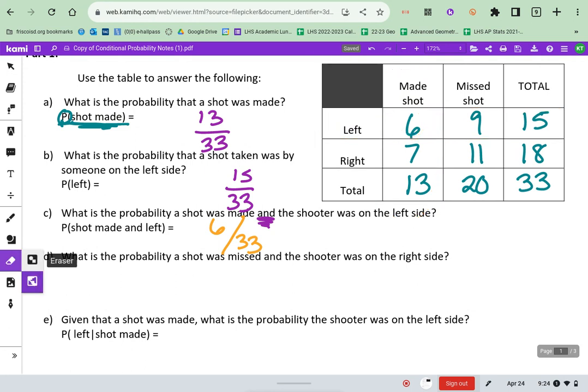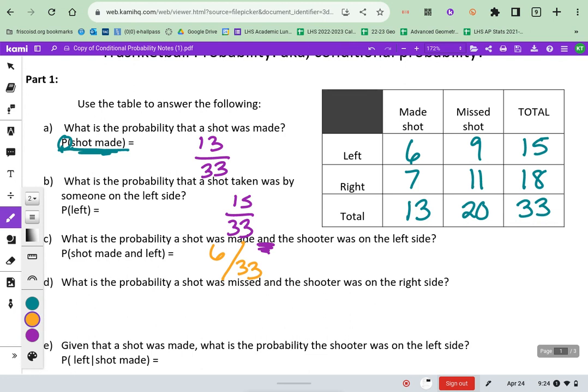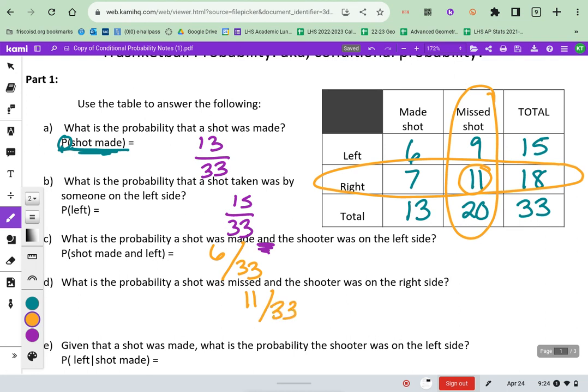All right, let's try another and one. What's the probability a shot was missed and the shooter was on the right side? I'm going to look at where missed shots and right side overlap. It overlaps right here at 11. So 11 shots were missed and on the right side team, which is 11 out of 33 shots.